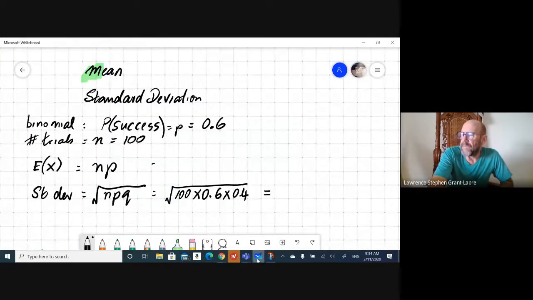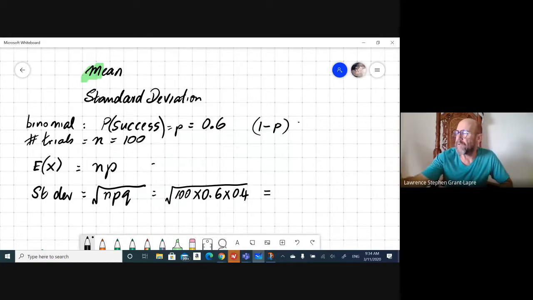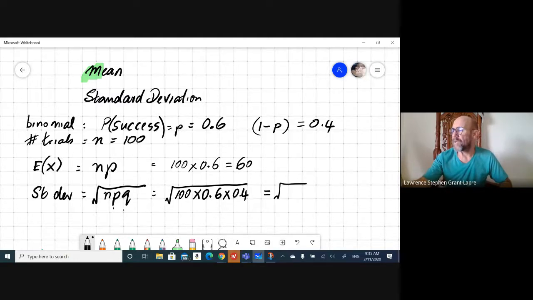Previously, I was looking at if the probability of success is 0.6, then the probability of failure is 0.4. And we had 100. Now, the mean was 100 times 0.6, which is 60. And the standard deviation is the square root of 100npq, which is the square root of 24, which is about 4.9.